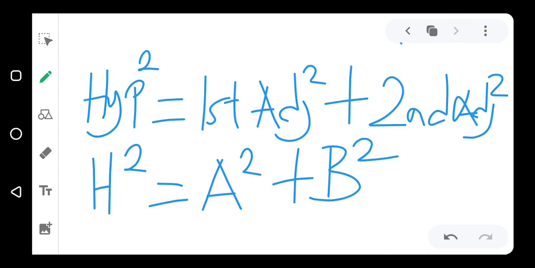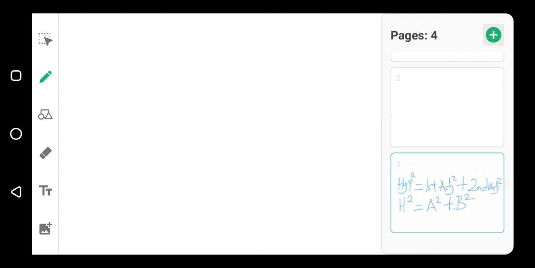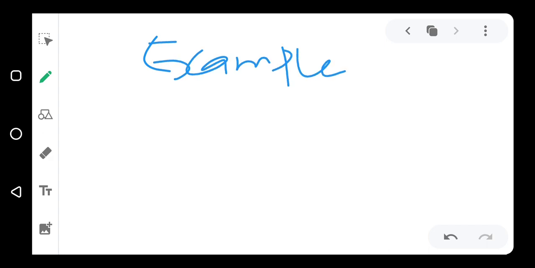Now, with this, we can solve any problems that we have about right-angled triangles. So let's solve some examples. Example 1.